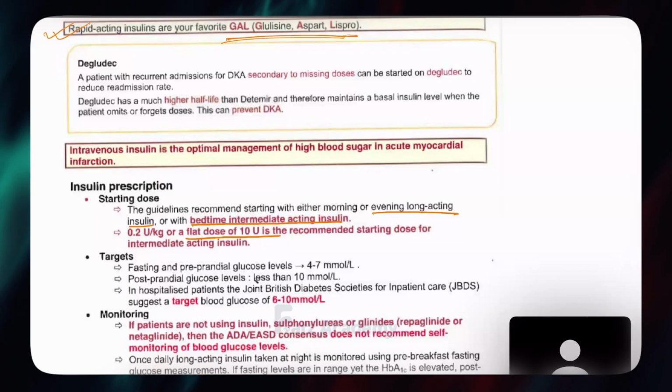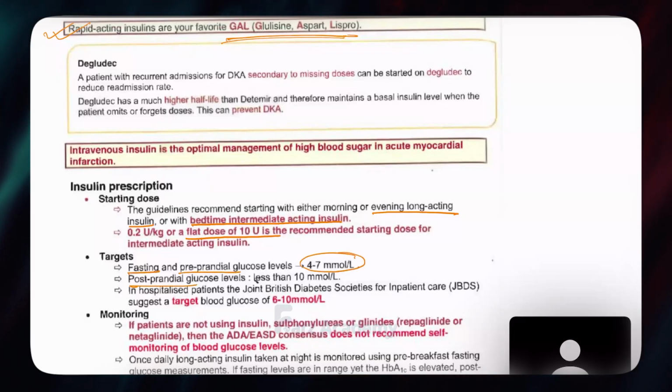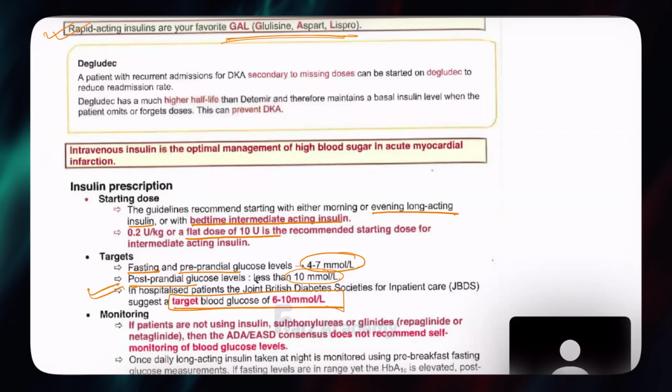Targets are fasting and preprandial should be between 4 to 7. Postprandial should be less than 10. So this is for hospitalized patients. Similar targets only, basically 6 to 10, just the value is different.